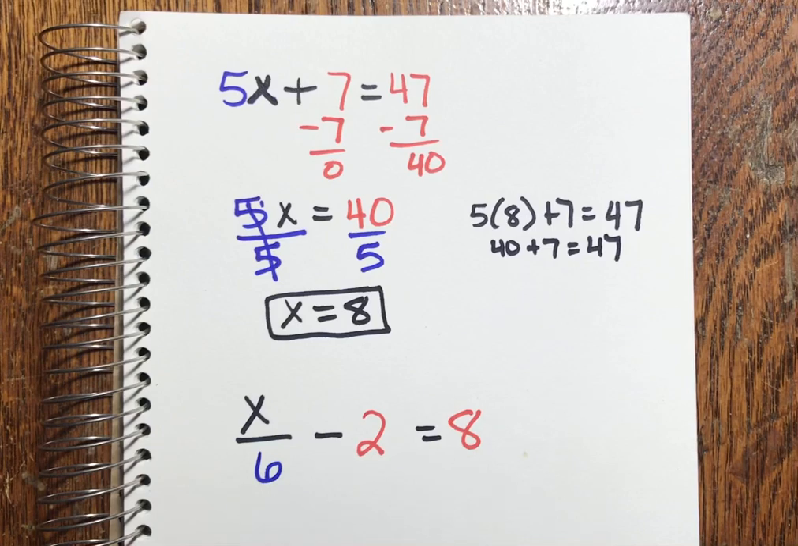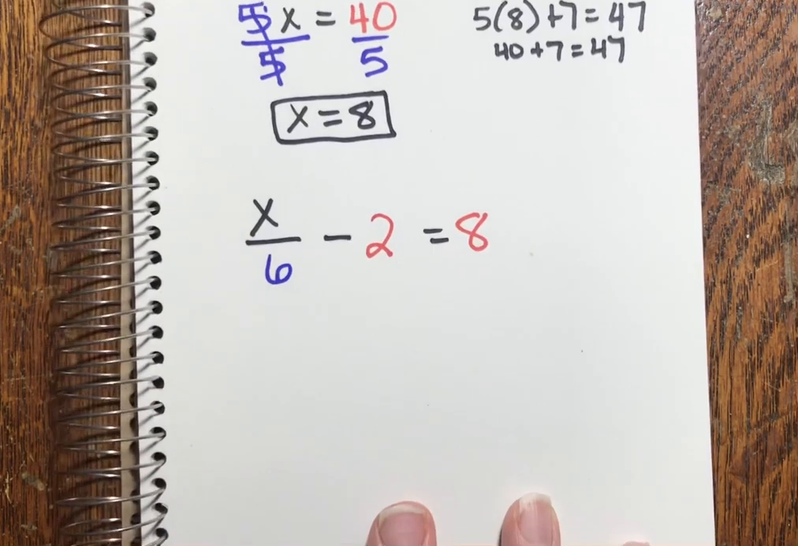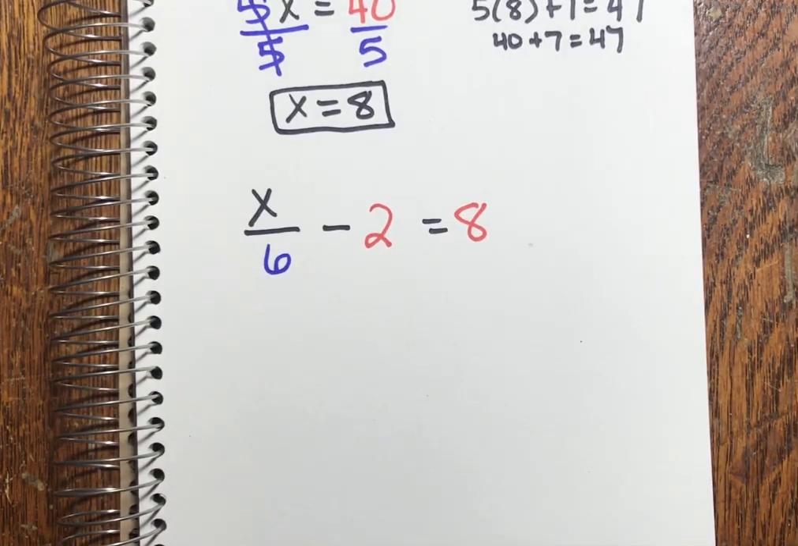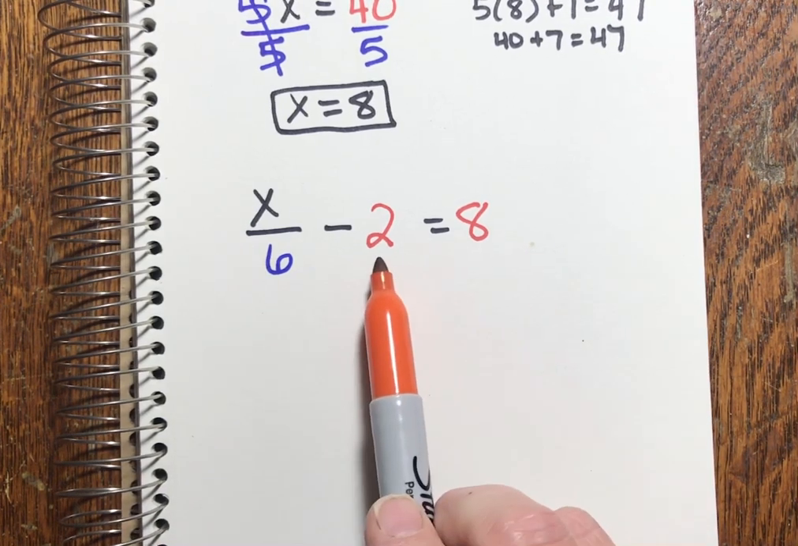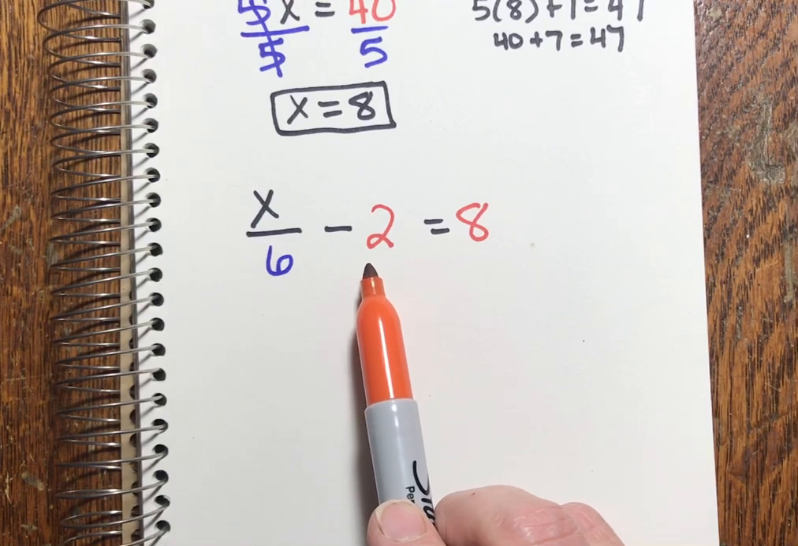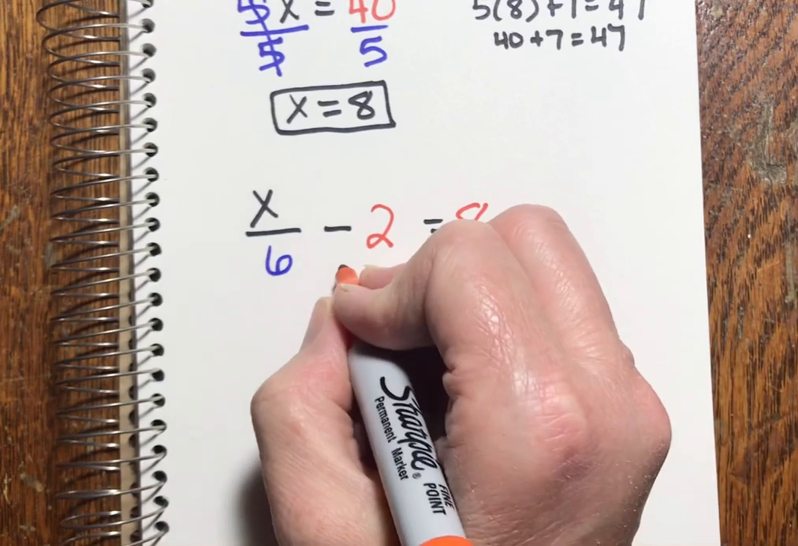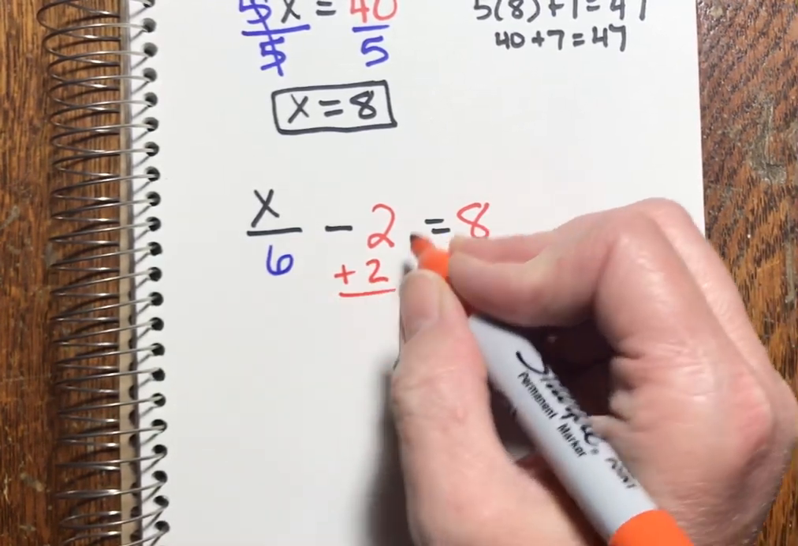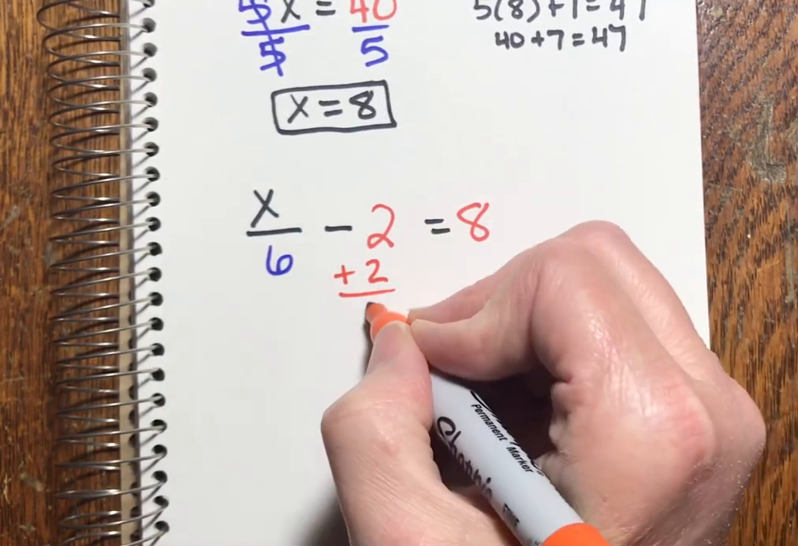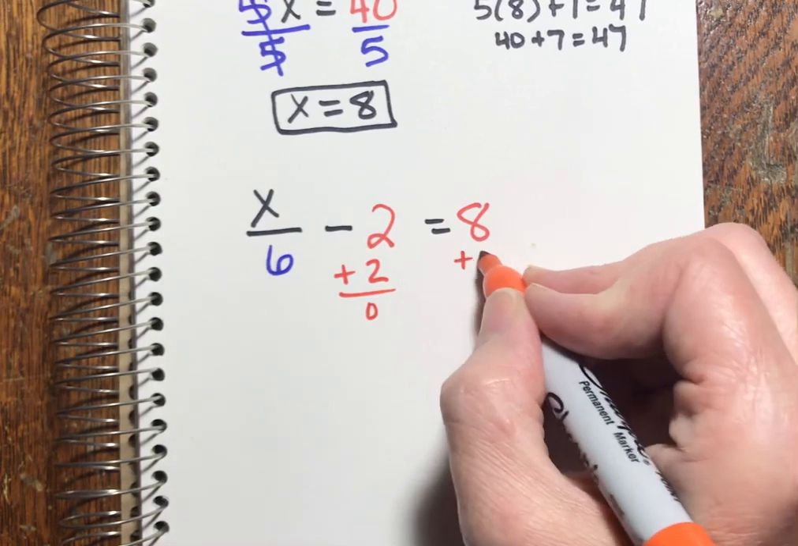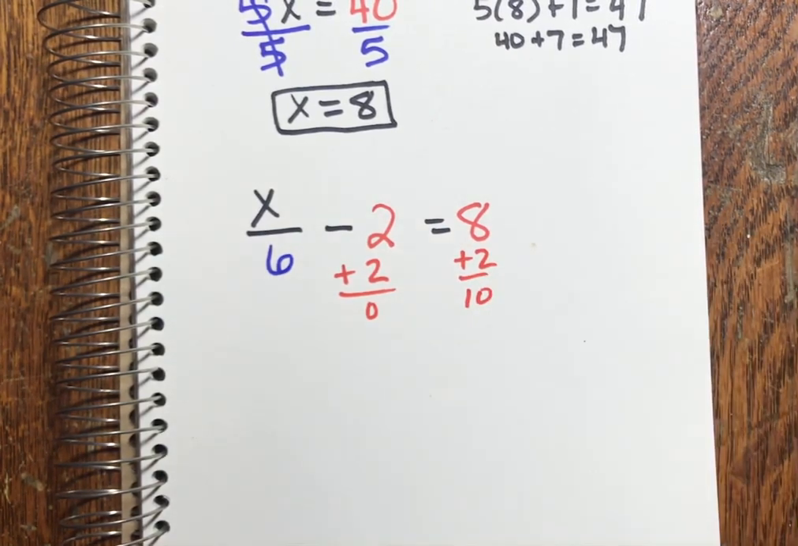My solution is correct. Okay, the second example, we have x over 6 minus 2 equals 8. Again, our first step is to move the constant away from the x. So this one is minus 2. I need to do the opposite, which is plus 2. Negative 2 plus 2 is 0. 8 plus 2 is 10.